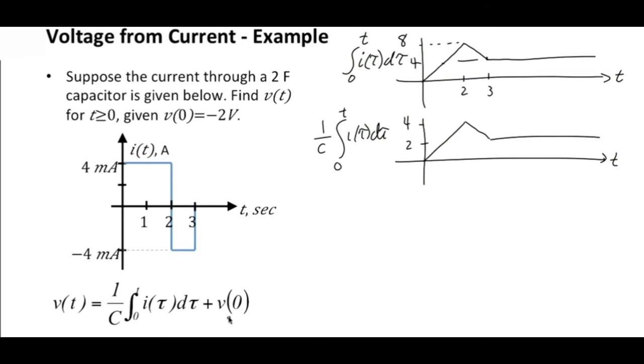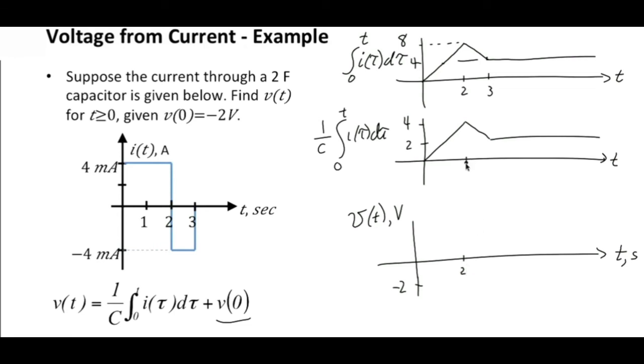Then finally what we're going to be doing is adding the initial voltage, which is minus 2 volts. So that's going to have the effect of taking this curve and shifting it downwards by 2. So that'll give us finally the voltage in volts as a function of time in seconds. And instead of starting at 0 as it does here, it's going to start at minus 2 volts.